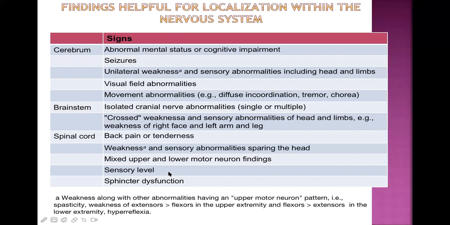There is a sensory level, because if I am coming from below, for example from the sole, slowly upward till the area where the spinal cord is damaged, there is no sensation, but above that, every sensation is intact. So this is called a sensory level. And sphincter dysfunction, meaning bowel and bladder dysfunction, are very, very important findings in spinal cord disease again.